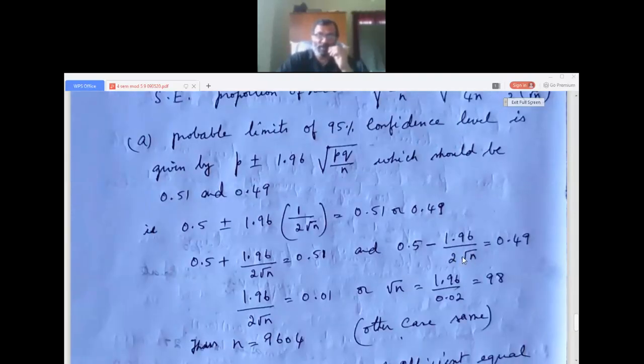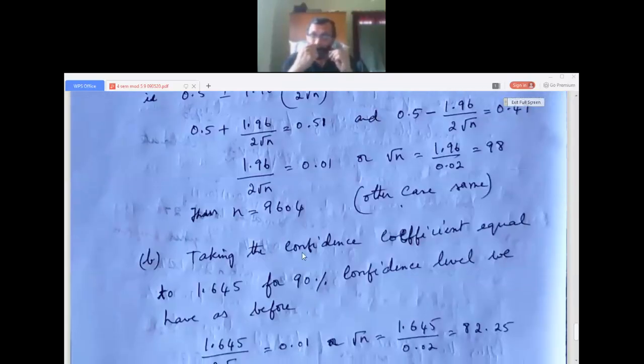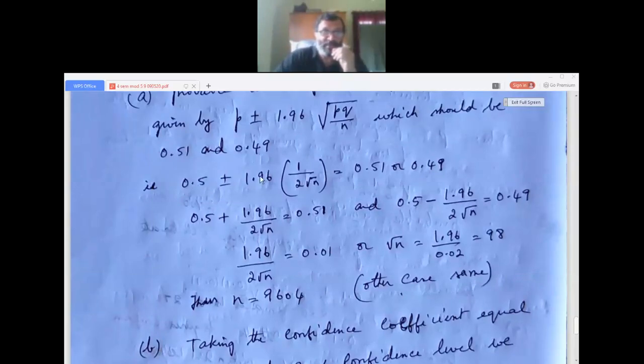1.96 by 2 root n will be equal to 0.5 minus 0.49, that is 0.01, and again you get the same answer. Okay, now we go for 90% confidence intervals. Here the formula is different. Here it was 1.96, here it is 1.645, rest everything is the same.